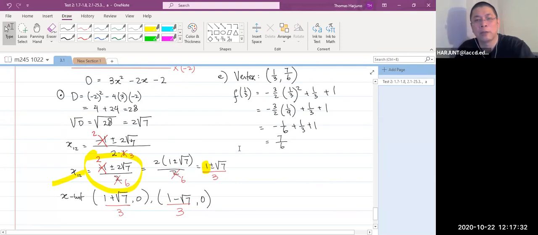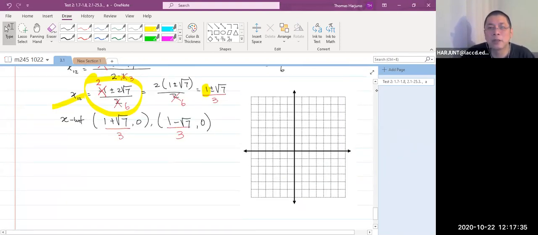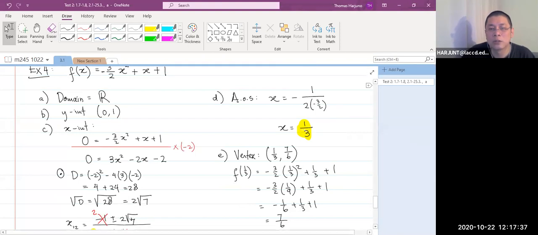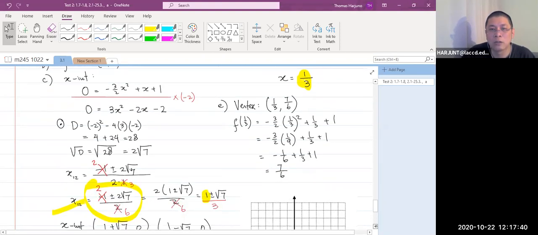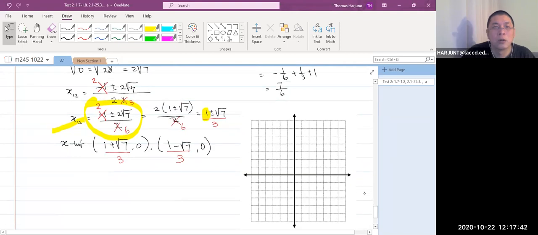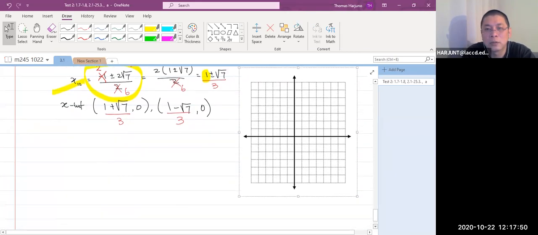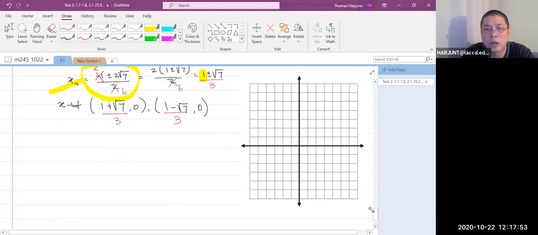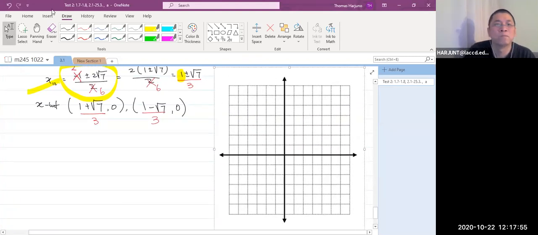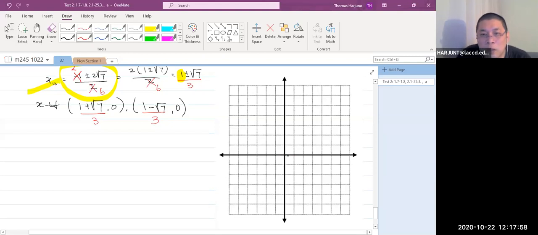Let me look at the graphing paper. What is the vertex again? 1/3, 7/6. Oh, the number is so ugly. 1/3, 7/6. You know what? Let me do this. I enlarge that. So 1/3, 7/6 approximately here. Now the y-intercept is 1. It should be that.